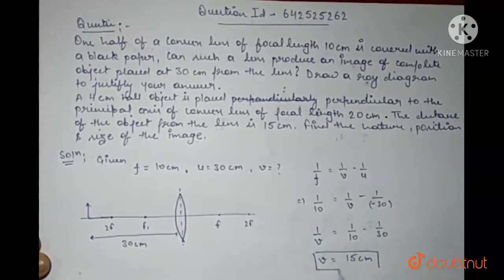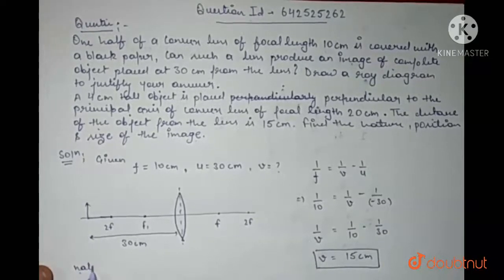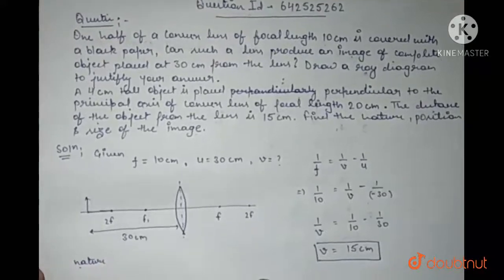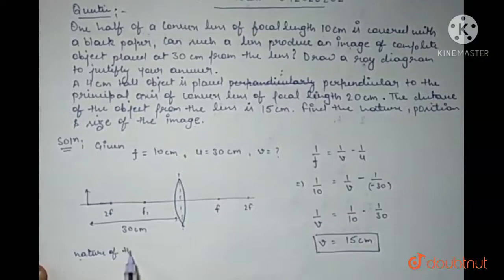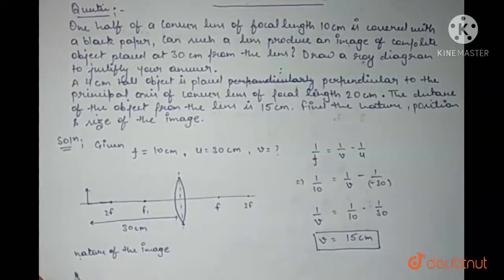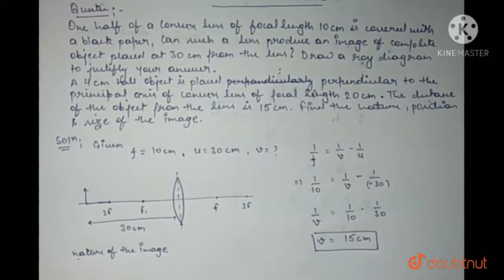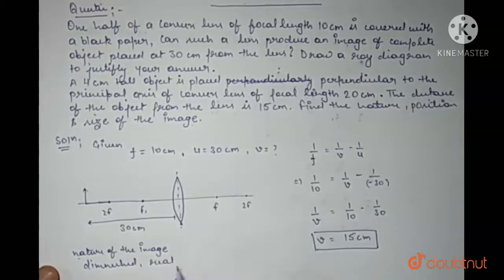So as we know, if the object is placed far away from the 2f point, the nature of the image formed is diminished, real and inverted.